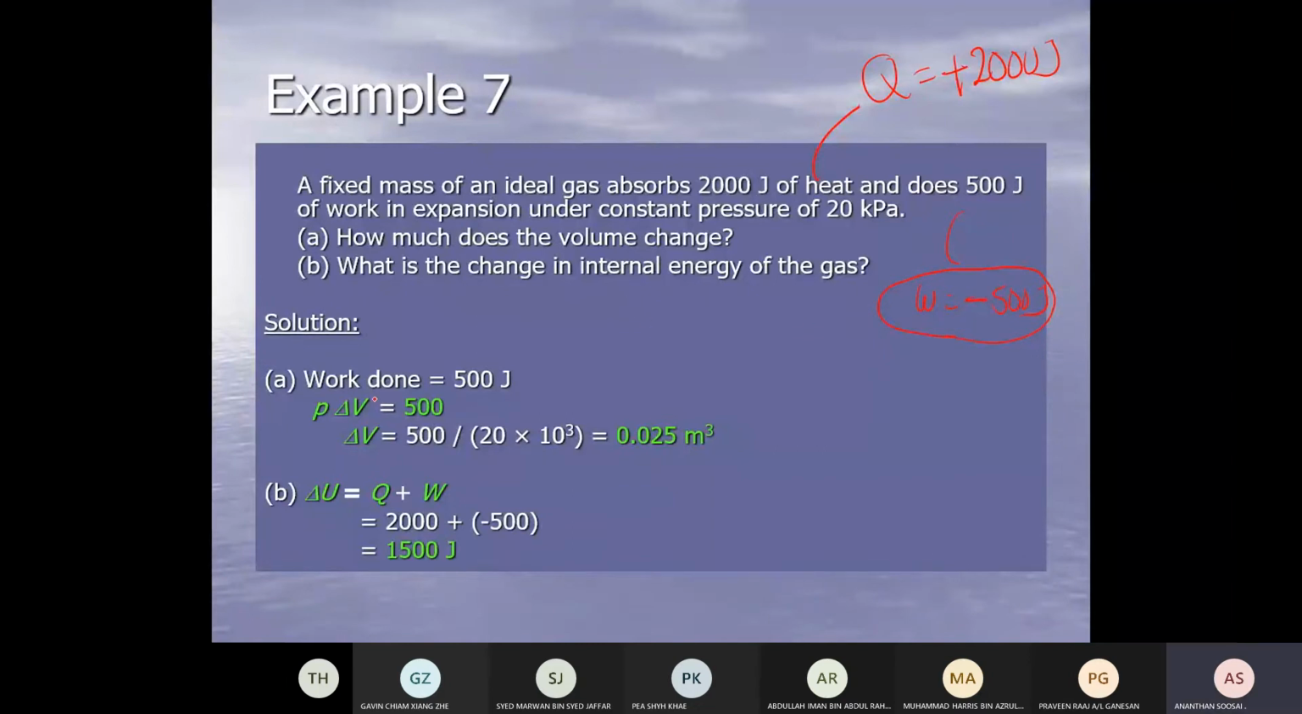Okay, yes, correct. So therefore, first question, what is work done? 500 joule. How much does the volume change? P changes in V is your work done for your gas. Okay, but I tell you more further. In reality, on the pressure versus volume graph, if the pressure is constant like this, the area under the graph is the work done.